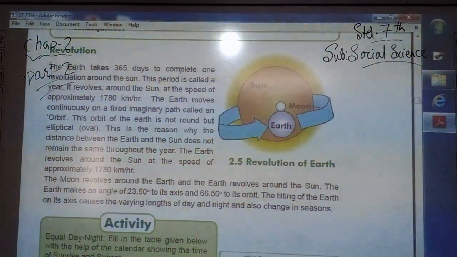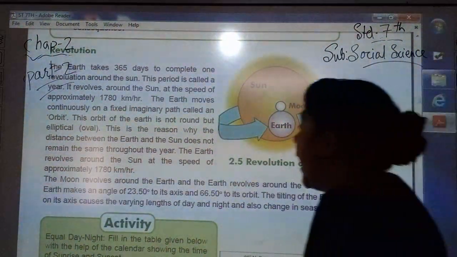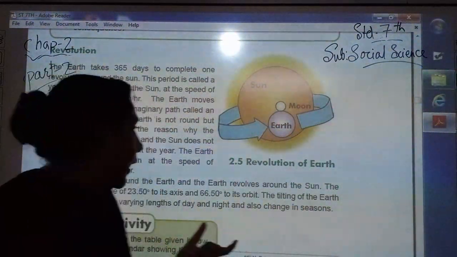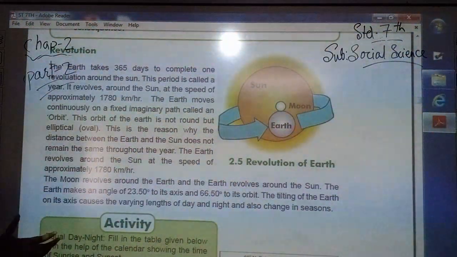The moon revolves around the earth and the earth revolves around the sun. Here in the picture we can see the moon revolves around the earth. The moon धरती के आजू-बाजू घूमता रहता है and the earth revolves around the sun. Understood one thing?